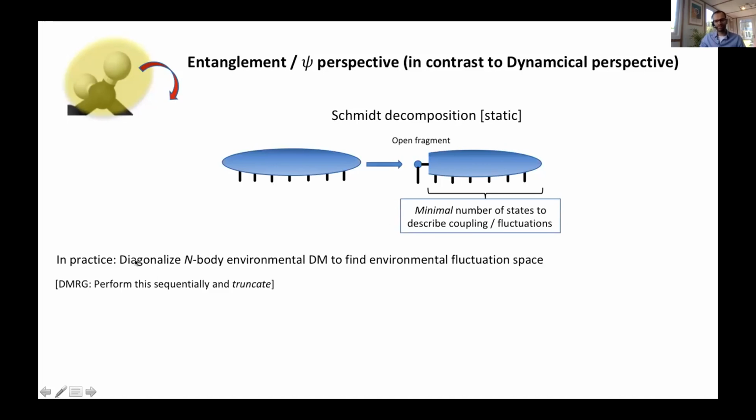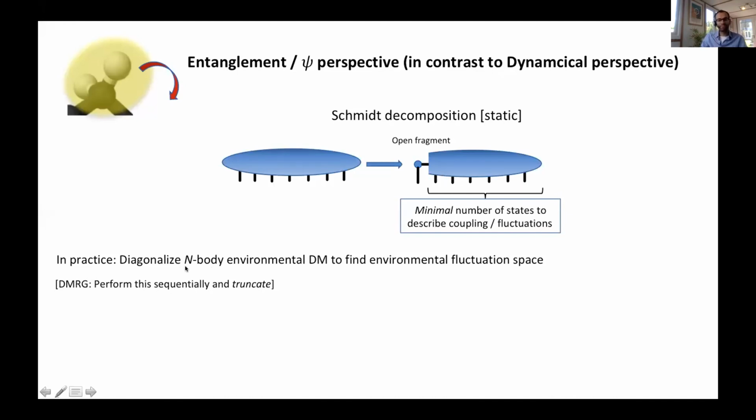How do you do this in practice? Well, you take a density matrix, you project it into the environment, and then you diagonalize it. The largest eigenvalues of that environmental density matrix define your fluctuation space, the degrees of freedom that you need to combine with your fragment such that you get back your properties defined by your original wave function. And DMRG starts from this premise. It builds on it a lot more. It does it sequentially, and there are truncations and things like that. But that's the general premise.